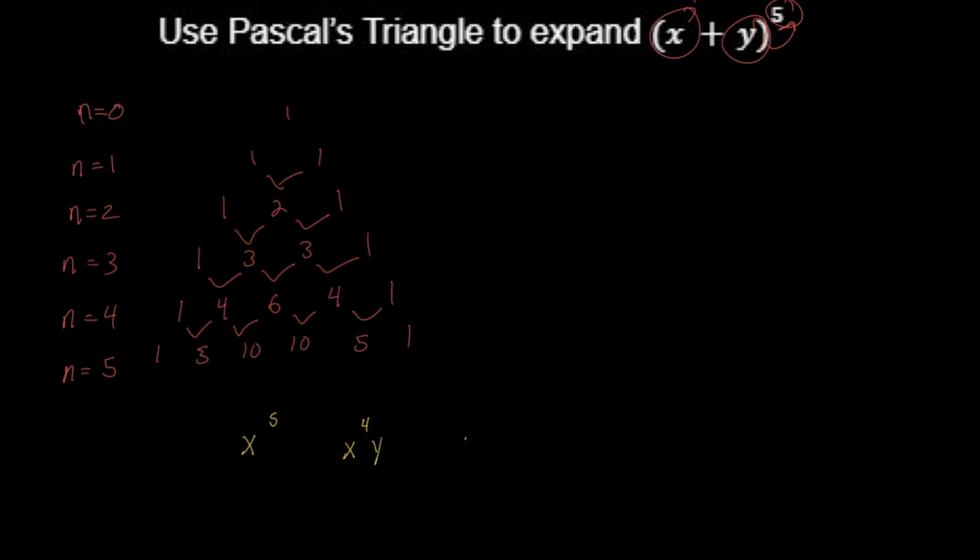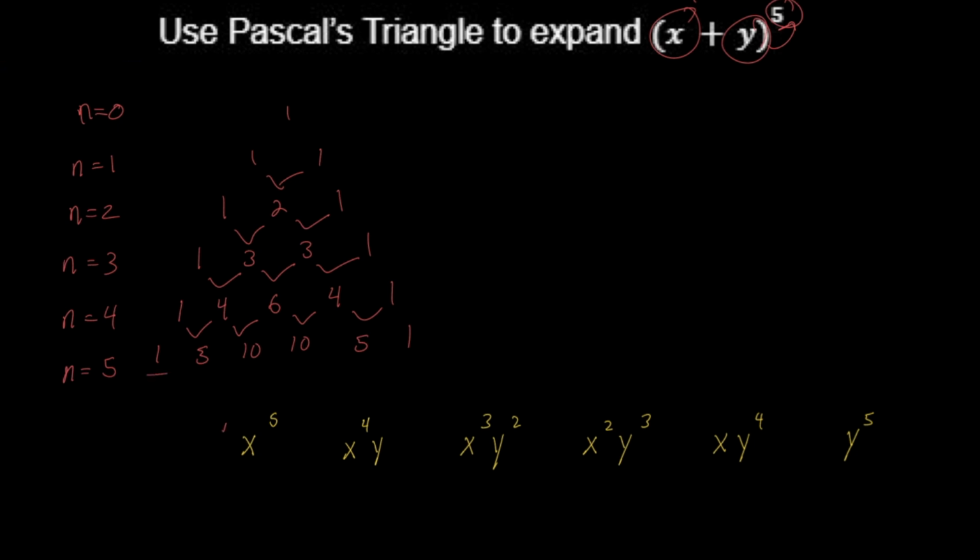Then we'll have x to the 3rd and y squared. Then we'll have x squared, y to the 3rd. Then we'll have x, y to the 4th. And lastly, we'll have y to the 5th, which would be x to the 0 power as well. Then just going through with the coefficients we found from Pascal's triangle.